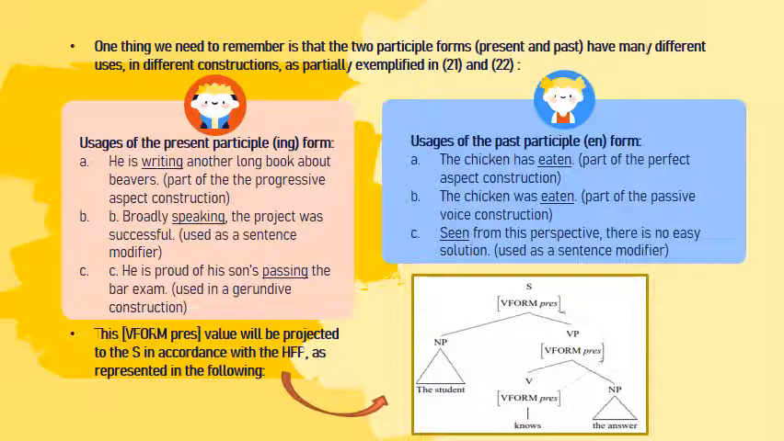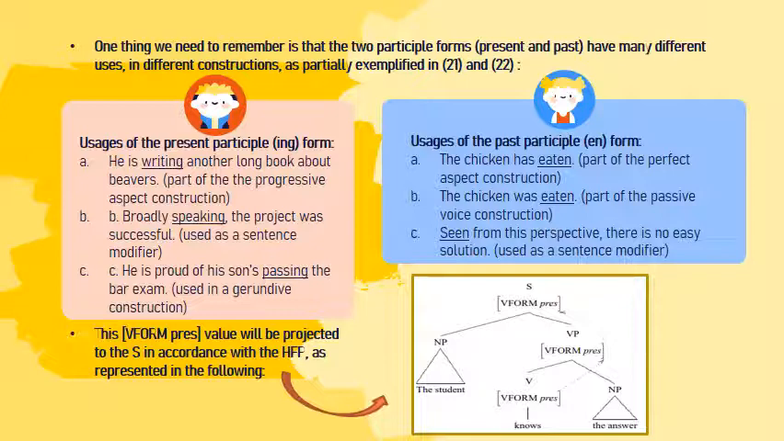Strictly speaking, there are only two participles in English, which have several functions or constructional usages. Every verb will be specified for a value of the head feature V form. For example, let's just consider a simple example like "the student knows the answer." This V form value will be projected to the sentence in accordance with the head feature principle, as represented in the following picture.